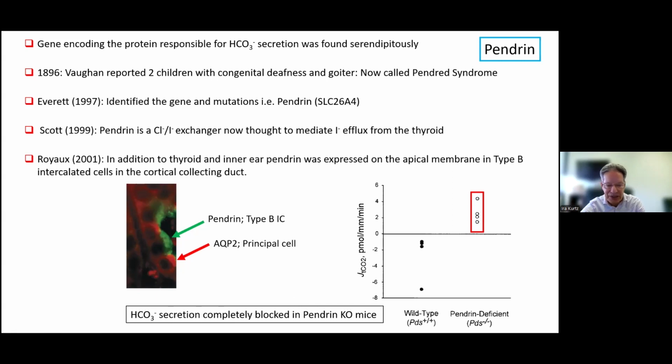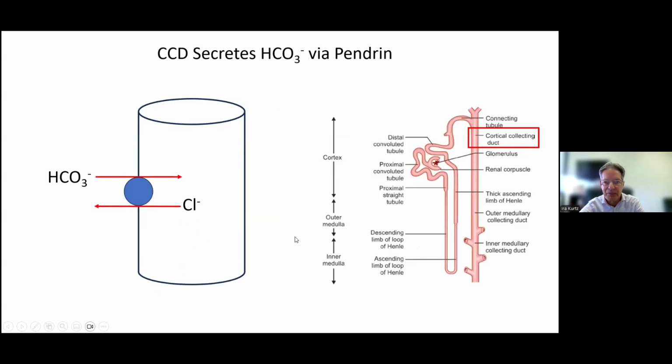Other studies went on later to show that pendrin isn't just a chloride iodide exchanger, it also can exchange chloride for bicarbonate. So from these studies, we could see now that the CCD, the cortical collecting duct, secretes bicarbonate via pendrin. So this protein here, or cell, you can think of it either way, is pendrin, and it secretes one bicarbonate ion into the lumen of the CCD in exchange for chloride.